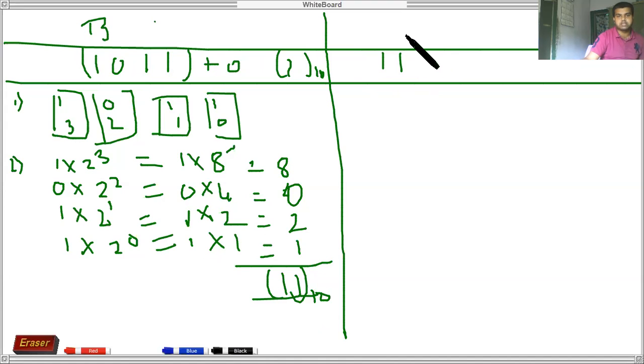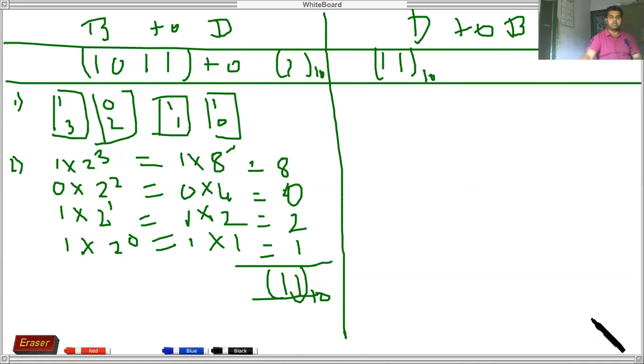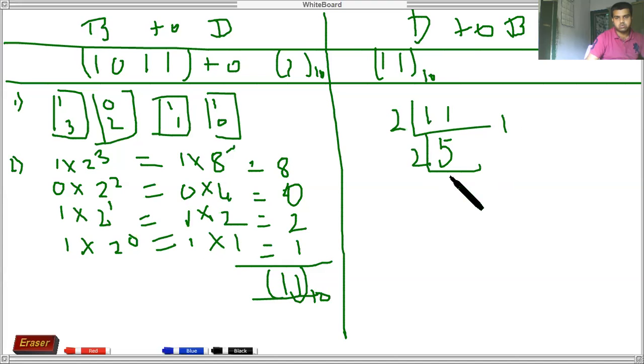Now this time I am doing decimal to binary, just to see if my answer is correct. This 11 I have taken as a decimal number. In decimal to binary, what is the process? If you remember, firstly divide the number 11 by 2. 2 5s are 10, remainder is 1. 2 2s are 4, remainder is 1. 2 1s are 2, remainder is 0.